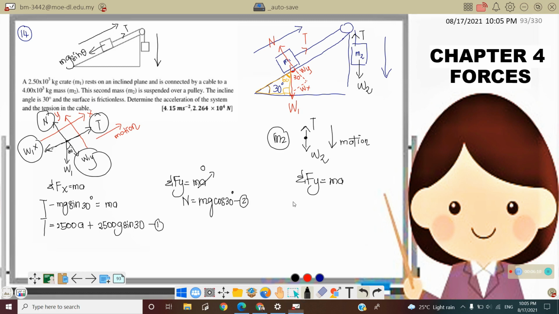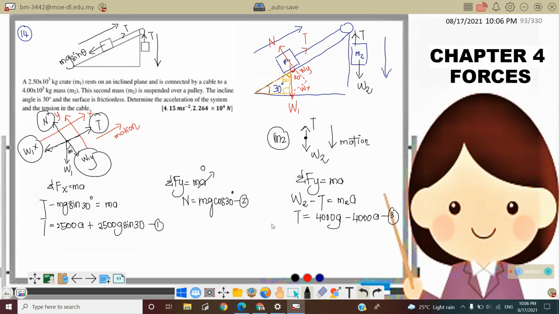Therefore, we take weight 2 minus tension equals to M2A. So tension equals to M2, which is 4,000, times G, 9.81, minus 4,000A. This will be our third equation. Since here we have tension and here also we have tension, both tensions are similar because they are from the same string, the same cable.